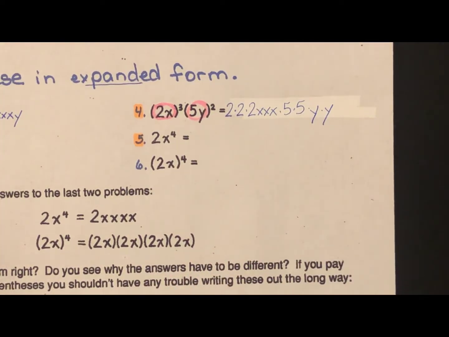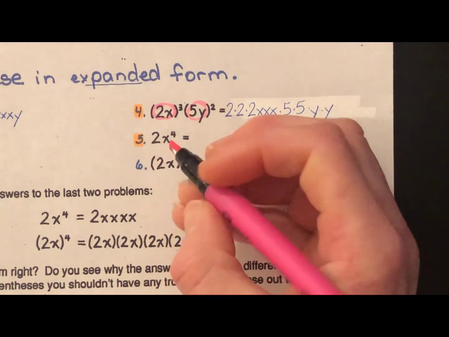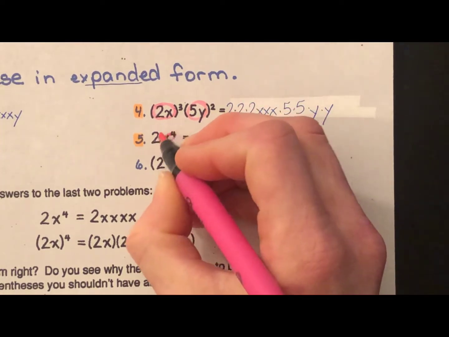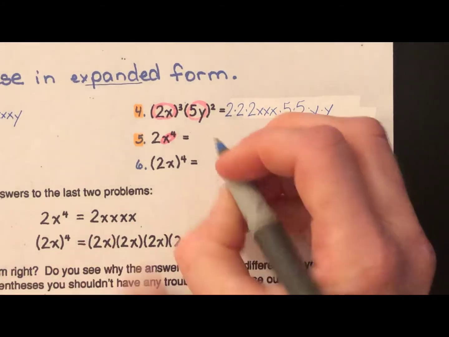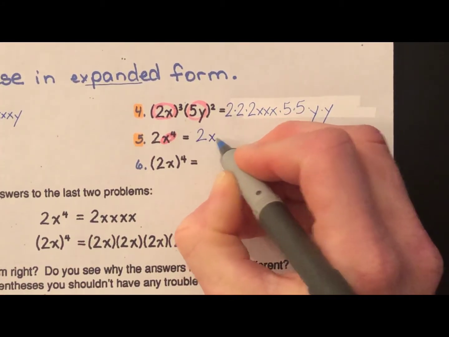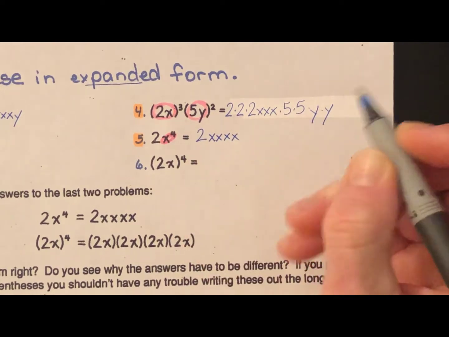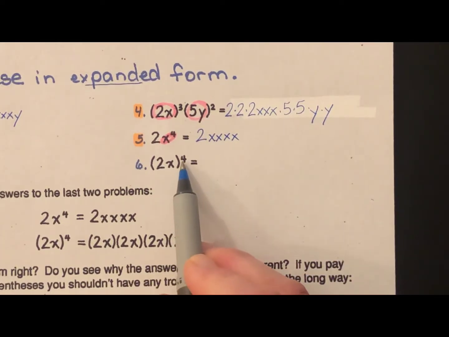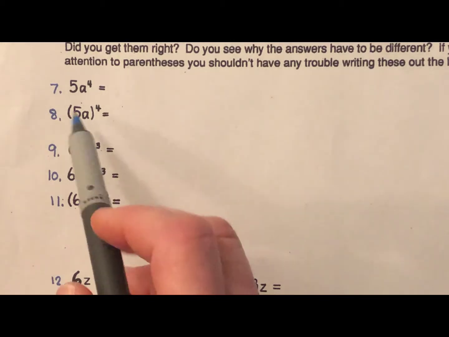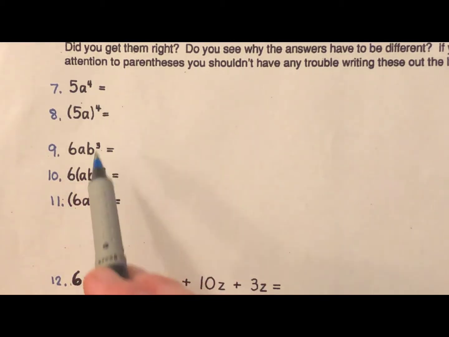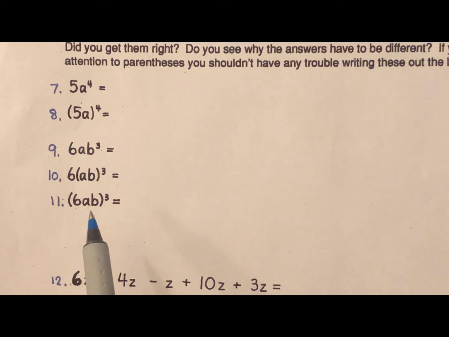Now number 5, what does the 4 exponent apply to? Just the x. So when I write that in expanded form, it's 2 times x times x times x times x. Be careful when you get to this one because the 4 applies to everything inside the parentheses. And numbers 7 through 11, they try to trick you. Don't let them do it. You can do this. I believe in you.